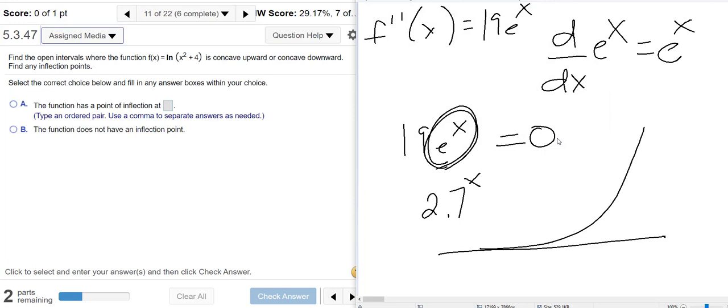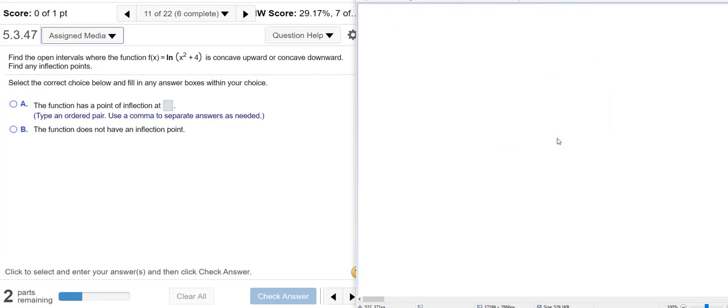Number 11, find the open intervals where the function f of x equals the natural log of x squared plus 4. Where is it concave up or concave down? Again, second derivative test: greater than 0, concave up; less than 0, concave down.